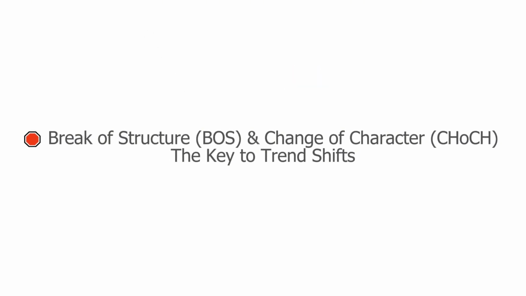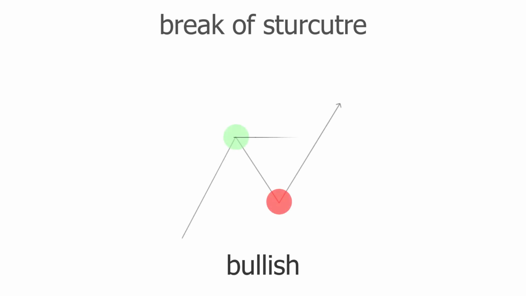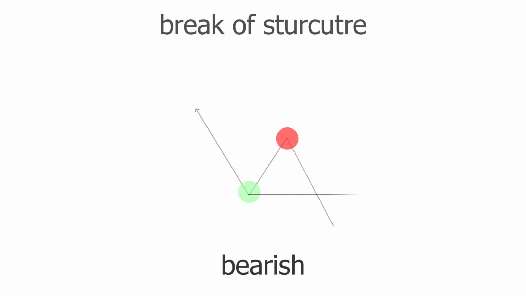Break of structure and change of character, the key to trend shifts. Break of structure. This happens when price breaks the previous higher high, confirming that the trend is still going strong. Think of it as the market saying, "Yep, we're still moving in this direction."